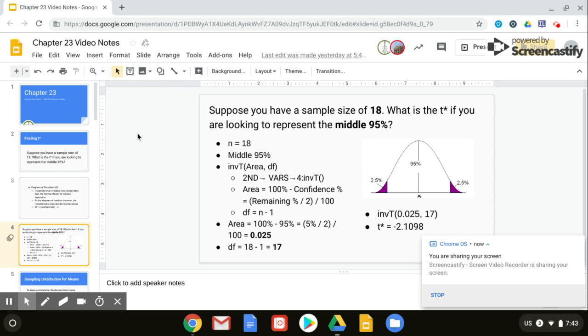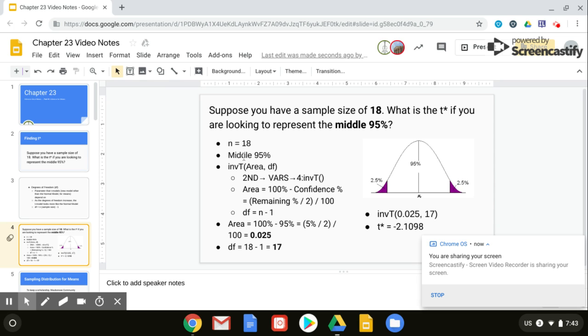Okay, so in this question, suppose you have a sample size of 18. What is the t-score if you are looking to represent the middle 95%? So again, our sample size is 18, and we are looking to find the middle 95%. So we need to do inverse t of the area and the degrees of freedom. On your calculator, you would do 2nd, VARS, and then go to the option that says 4, inverse t, with parentheses.